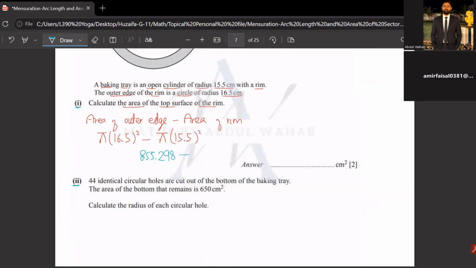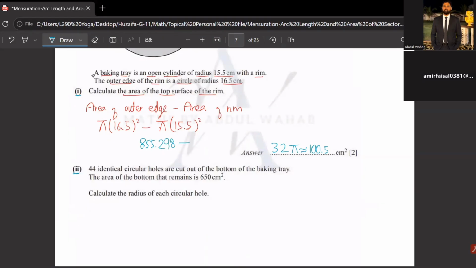32 pi. Okay. Now it is not given in your question to give your answer in terms of pi. So you can write it as 32 pi or 100.5. Now focus on the next part.